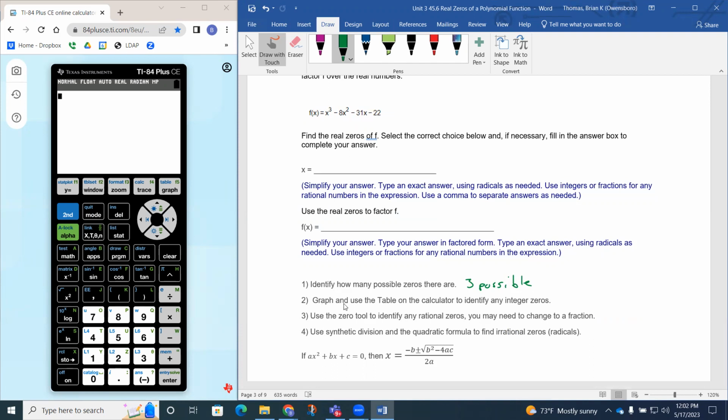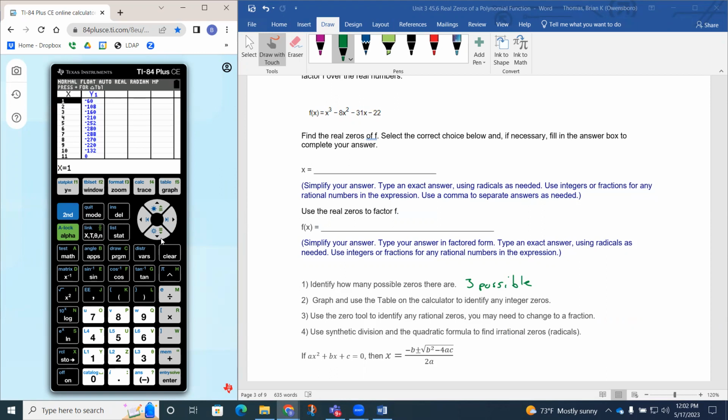So what we can do is graph and use the table on the calculator to identify any integer zeros. Remember, our table only does integers, not fractions and decimals or radicals. So let's start with that. Y equals, and then we'll type in x cubed minus 8x squared minus 31x minus 22. So if we go to the table, what I'm looking for are zeros.